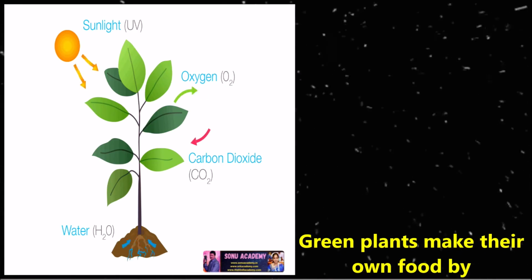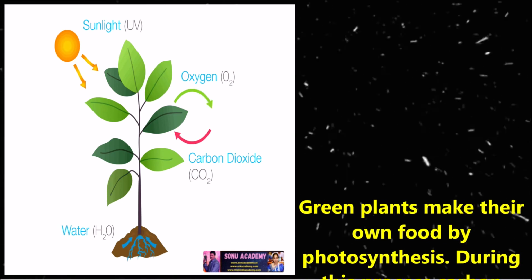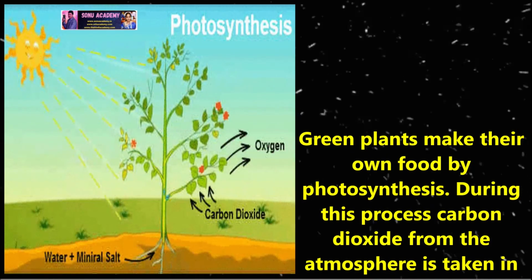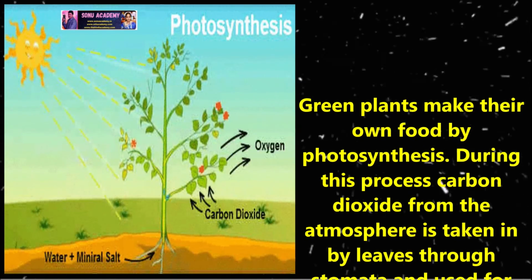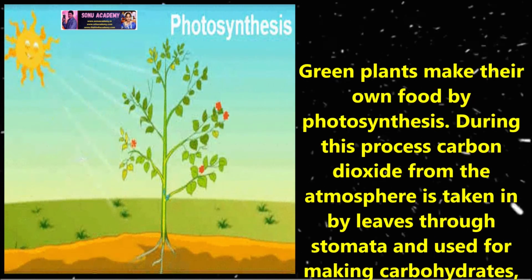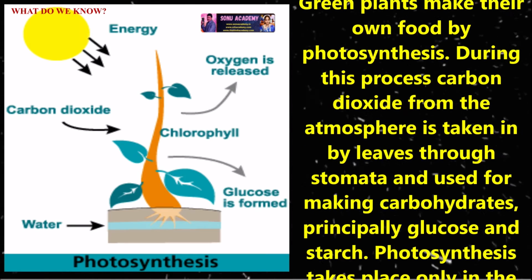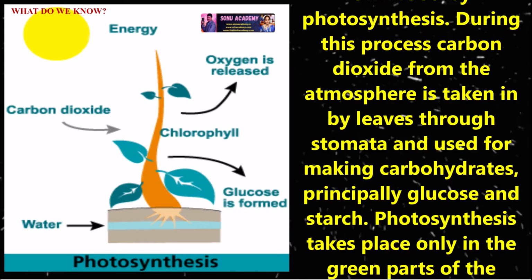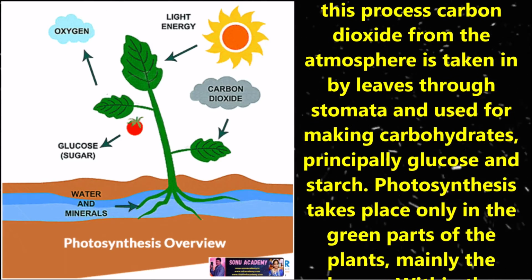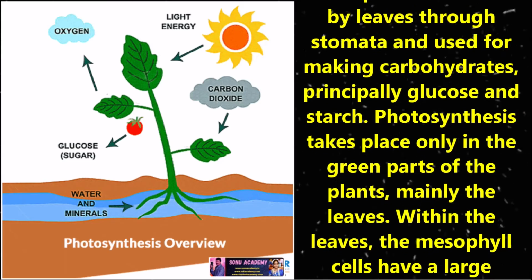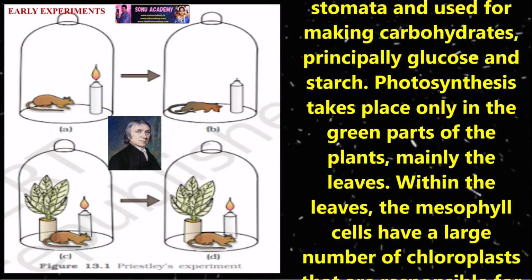Green plants make their own food by the process of photosynthesis. During this process, carbon dioxide from the atmosphere is taken in by green leaves through the stomata and it is used for making carbohydrates, principally glucose and starch. Photosynthesis takes place only in the green parts of the plant, mainly in the leaves. Within the leaves, the mesophyll cells have a large number of chloroplasts that are responsible for CO2 fixation.